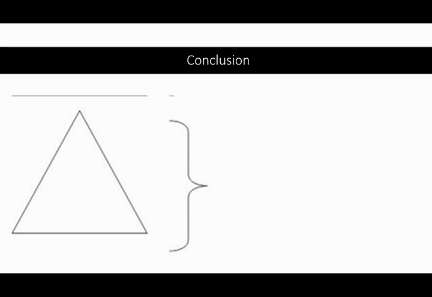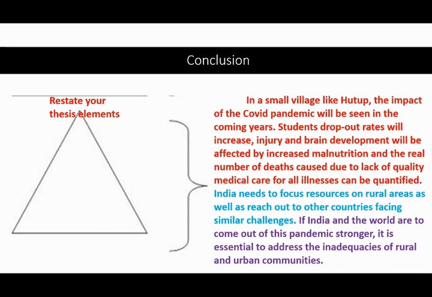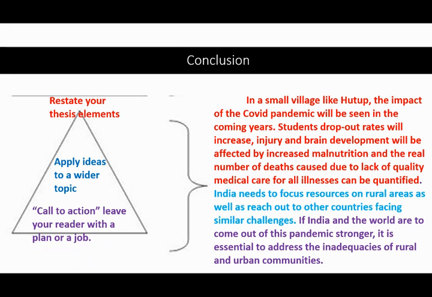Okay, so I've written a concluding paragraph so that you can kind of get an example of how this would look. And there are 3 parts basically to the conclusion. You're going to restate your thesis elements. You're going to apply the ideas to a wider topic. And then you're going to provide what we call a call to action. What that basically does is leave your reader with a plan or a job or a let's go change the world kind of idea. Okay.